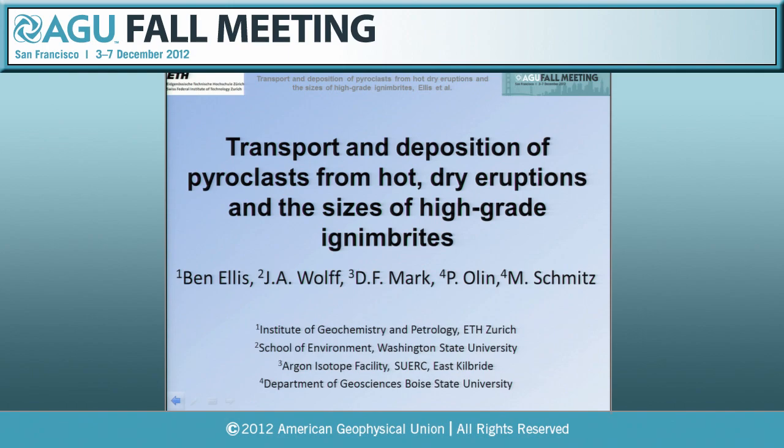There are some things I've been thinking about for a number of years now, from the hot, dry ignimbrites of the Central Snake River Plain. This is work done in collaboration with John Wolfe at Wazoo, Darren Mark, Paul Olin, and Mark Schmitz. If you saw Heather's talk this morning about welding, these rocks are also welded, but it's a very different scenario. This is like welding turned up to 11.